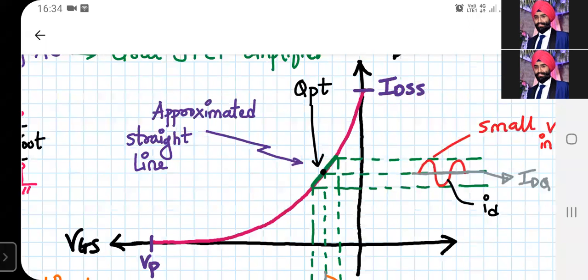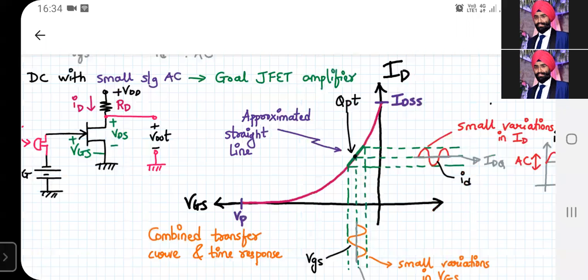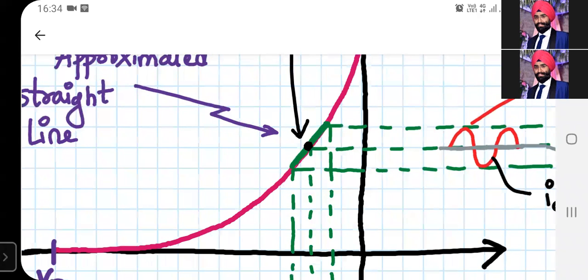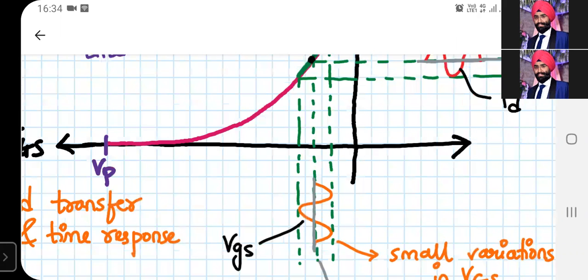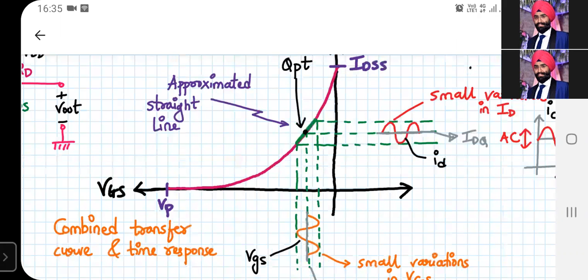Remember, JFET is a non-linear device. Whenever we make an amplifier, we are attempting to make the JFET a linear device, and the attempt is to keep the AC signal very small. If you keep this AC signal in this limit, what will happen? Your amplifier will be a linear amplifier. Fine. I hope that this is clear.